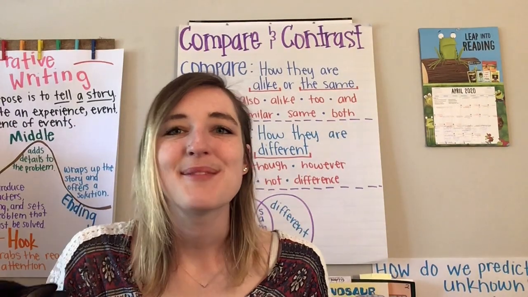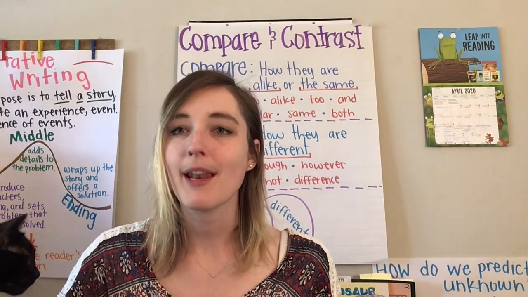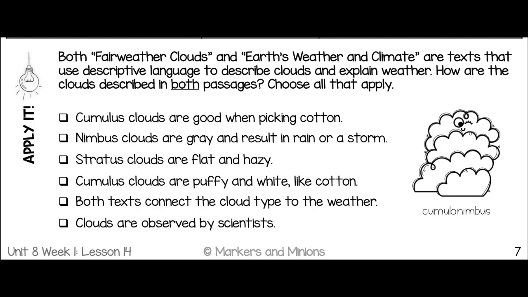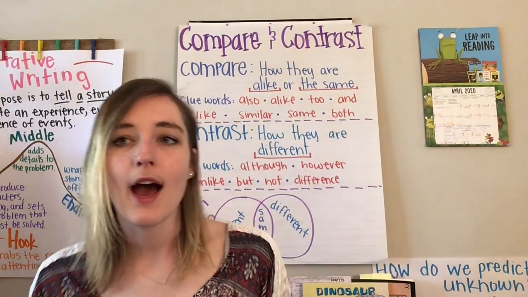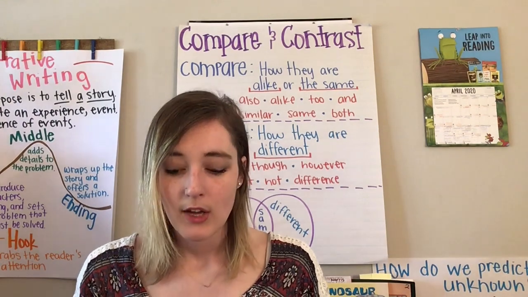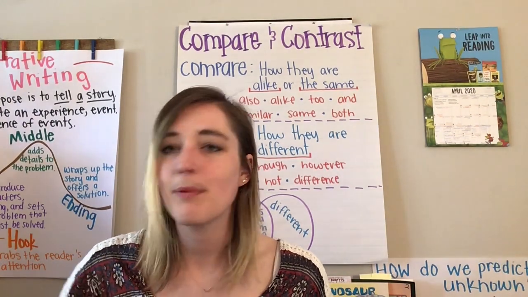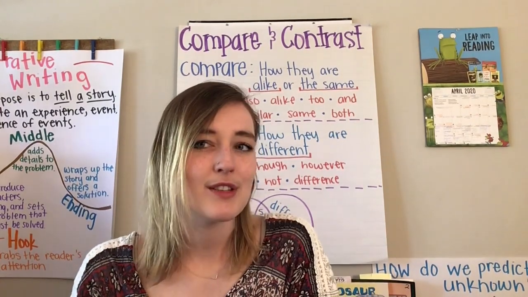All right, and the last thing we do before we move on from this ELA lesson is we answer the question on the bottom. It says, both Fairweather Clouds and Earth's Weather and Climate are texts that use descriptive language to describe the clouds and explain weather. How are the clouds described in both passages? Choose all that apply. So for this one, how are they alike? How do they explain the weather in both passages? Go check them off. It says all that apply. It might be 1, 2, 3, 4, 5, 6, 7. So go answer that question right now.